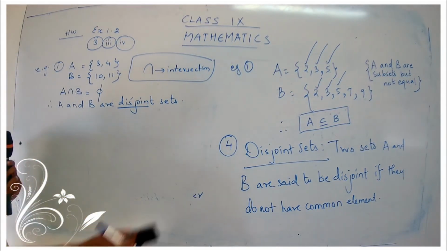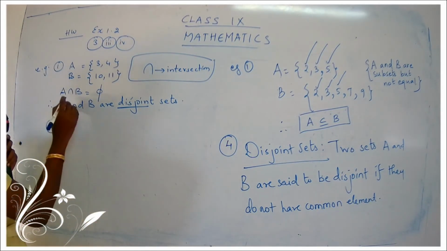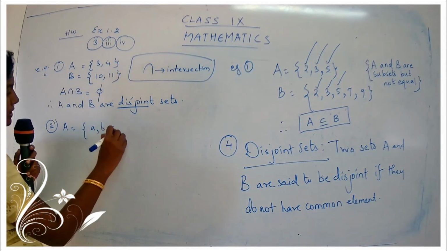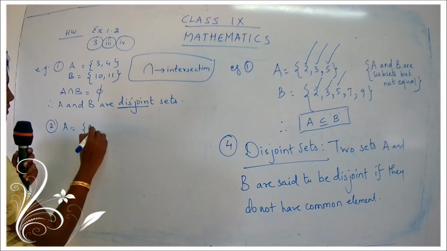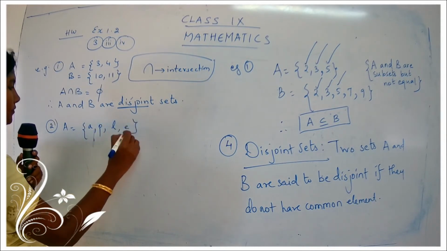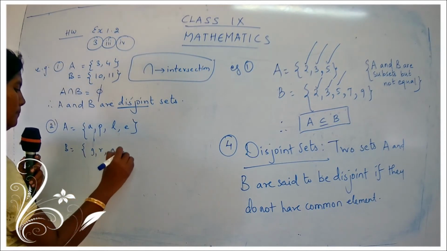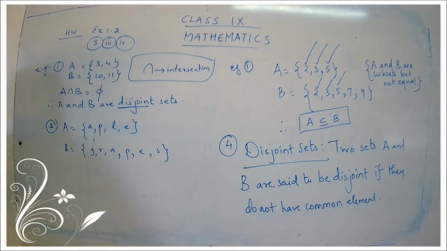I'll give you one more example. A is A, B, C, D. I'll give you an apple: A, P, L, E. And B, I'll write G, R, A, P, E, S. So I have taken apple. For apple, we are not going to write double P. We have to write only a single P because we have to write the letter only once.